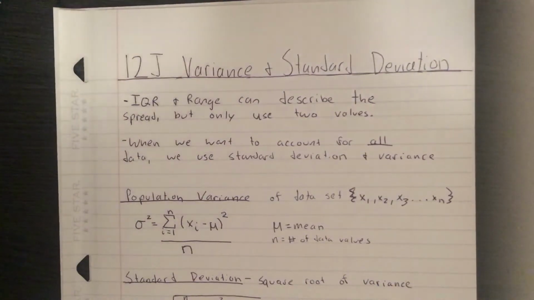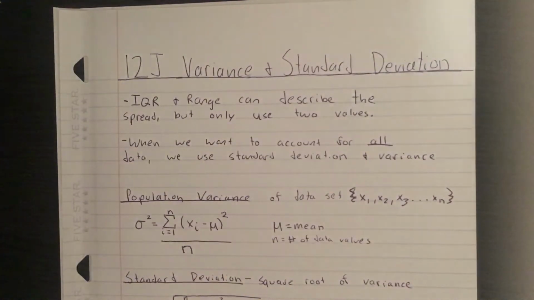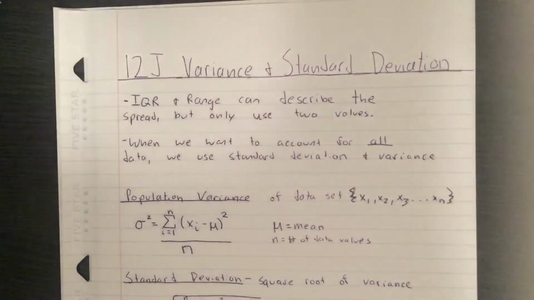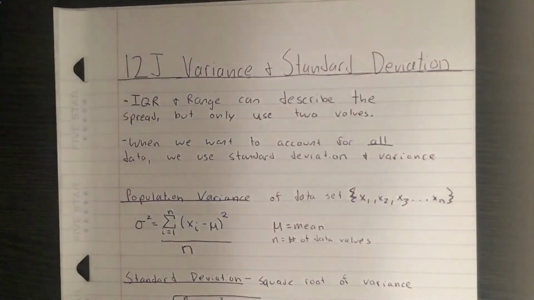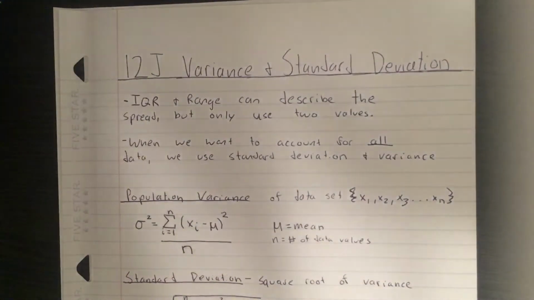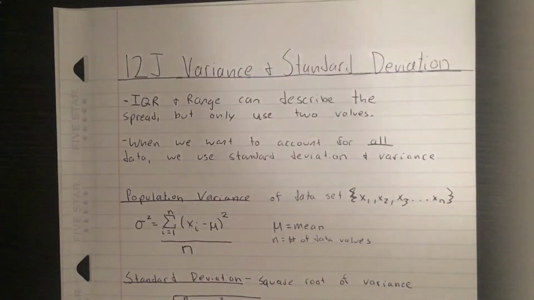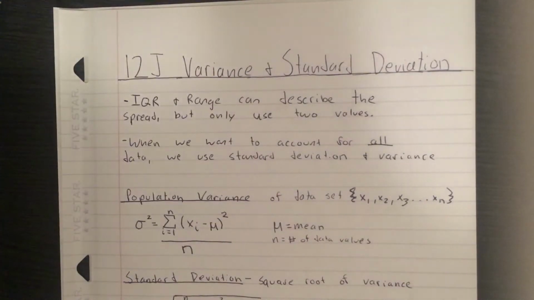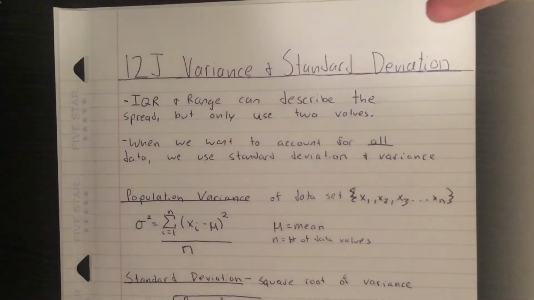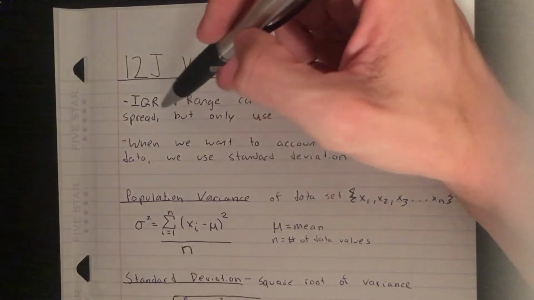Good morning, everybody. We're going to look at our last section today to cover up our statistics section, where we are talking about how you describe data sets. And so we're going to be looking at variance and standard deviation today. The two things that we're going to be looking at are going to be describing the spread of the data.